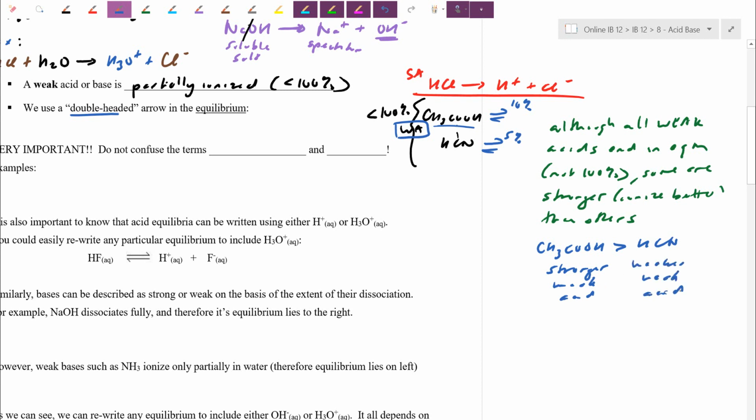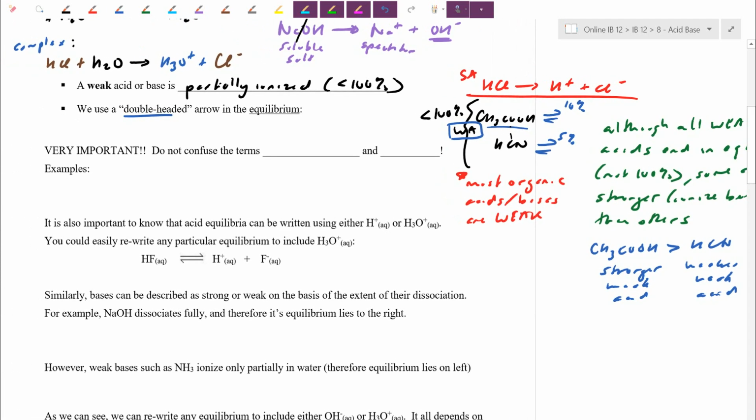Right. We will see later on, especially when we get to the indicators, most of our organic acids and bases are going to be weak. So let's make a note here. Most organic acids or bases are weak. And it's actually this equilibrium that's going to give us some interesting properties, changing colors for indicators, making our buffer solutions for later on.